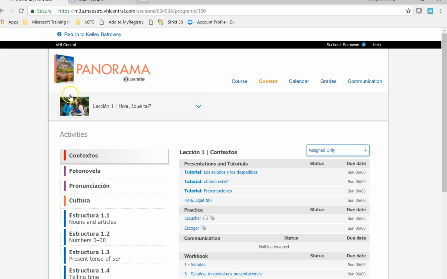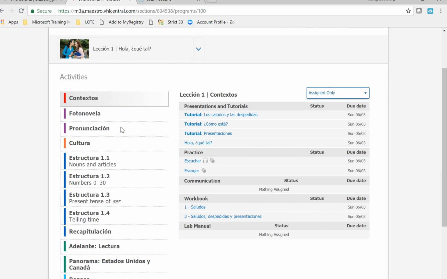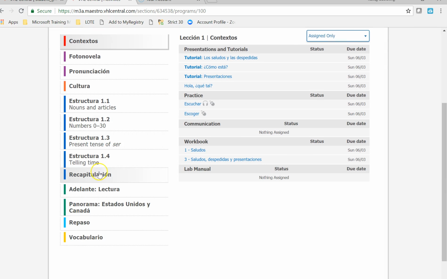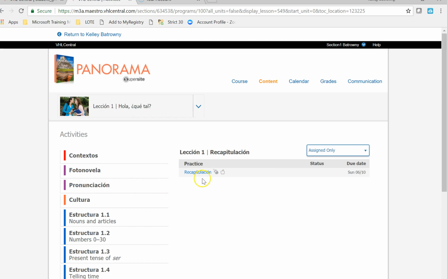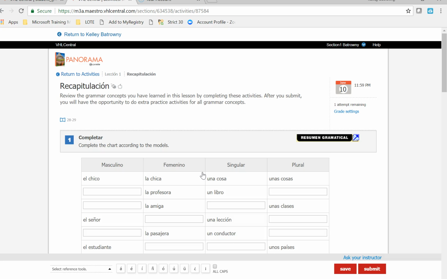So I'm on our site. I've clicked on content to see this view and activities, and that'll land you here. You don't have to change anything here in this drop down. It's on chapter 1, Lección 1, Hola, ¿qué tal? I'm going to scroll down here and click on Recapitulación. Now I have this as our assignment, and let's take a look.